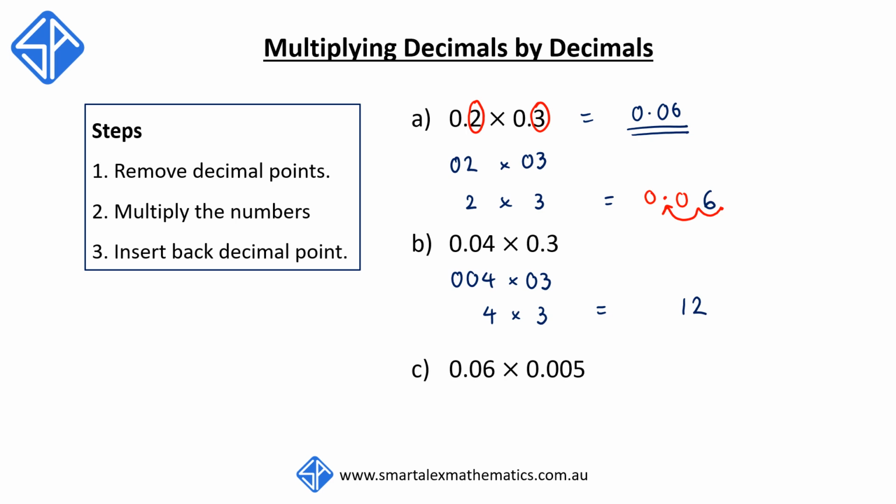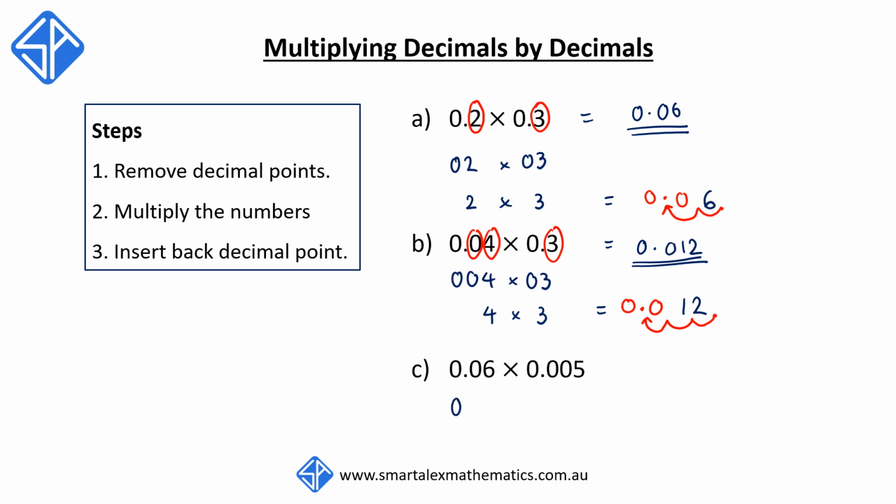We then need to insert back the decimal point, checking how many decimal places there are. 1, 2, and 3. So from the right, we're going to move the decimal point 1, 2, 3 places to the left, fill in the gaps with 0, and so 0.04 times 0.3 is equal to 0.012.